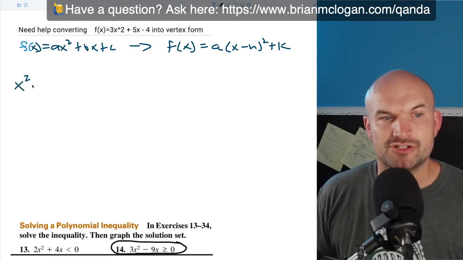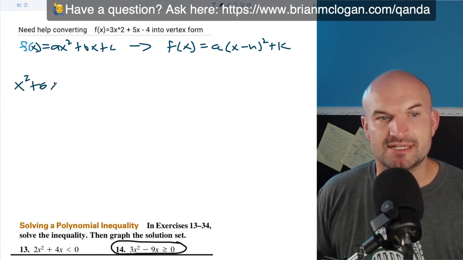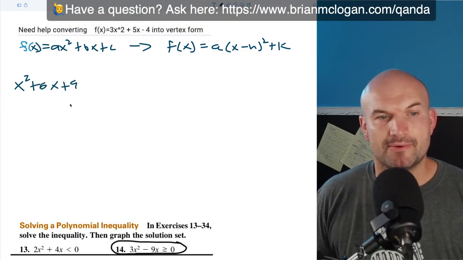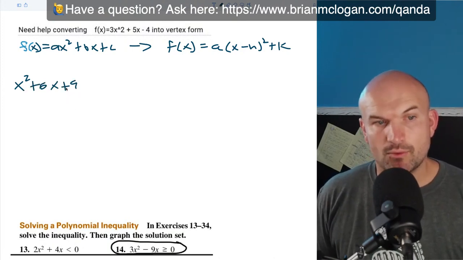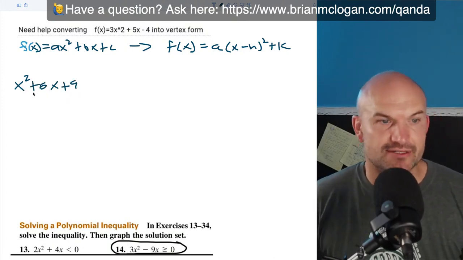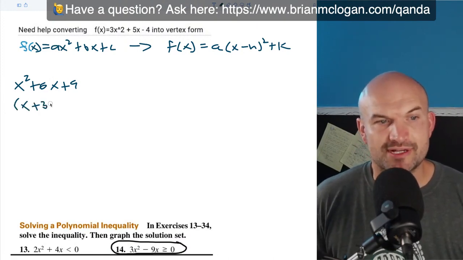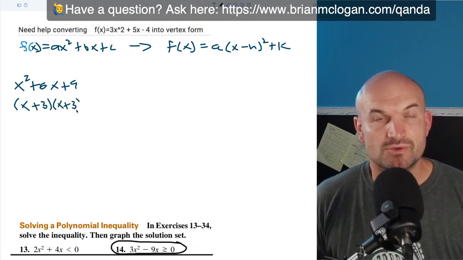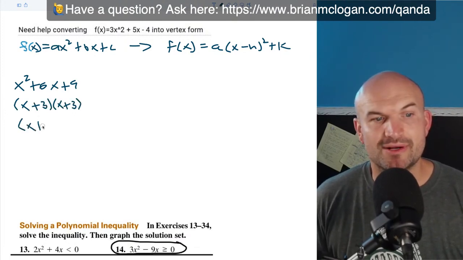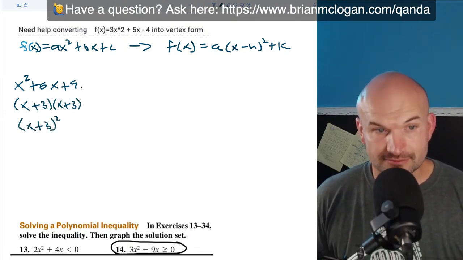So let's just go through a general one, like x squared plus 6x plus 9, okay? This is a perfect square trinomial. What two numbers multiply to give you 9, add to give you 6? Hopefully you recognize that is a 3 and a 3, right? So x plus 3 times x plus 3, which is the exact same number, which can be written as x plus 3 quantity squared.